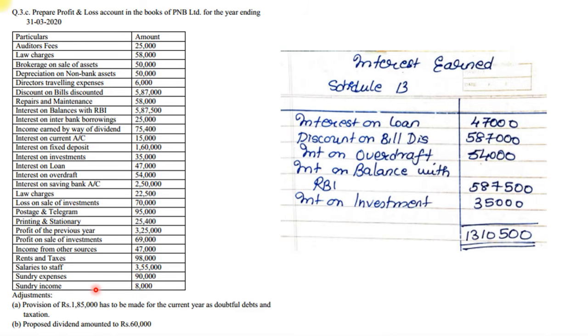And after that, they're giving you some provisions to be made: 185,000 for doubtful debts and taxation, and proposed dividend amounting to 60,000. Now, whenever they ask you to prepare a profit and loss account, we have to prepare four important schedules.